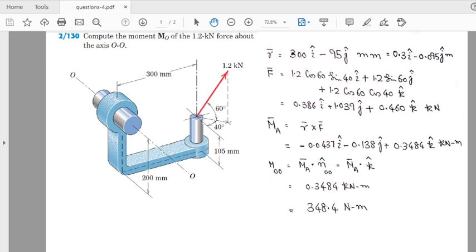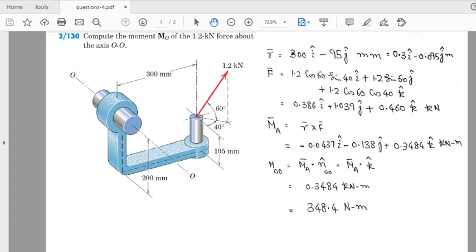Now we just need to take the cross product, r bar cross F, and when we take the cross product, the result is this in kilonewton meter. So this is the moment about a point A on line OO, and that point A is at the middle of the bracket on the line OO. Now the next step is to find the moment about this line OO.